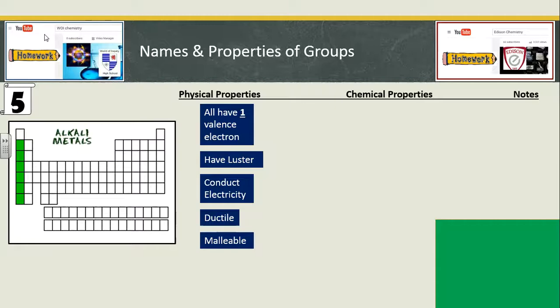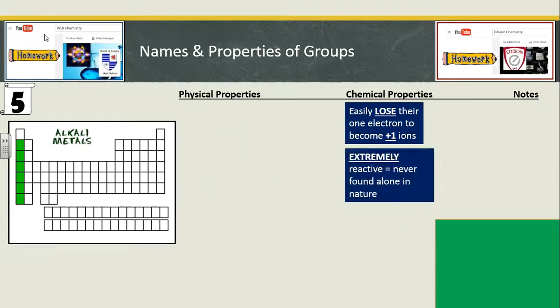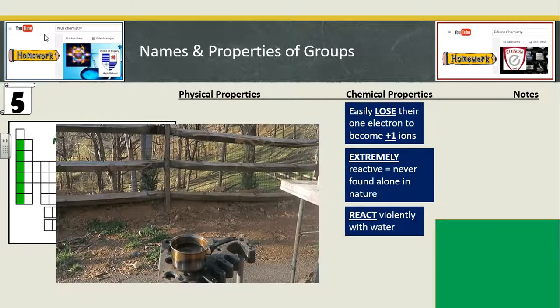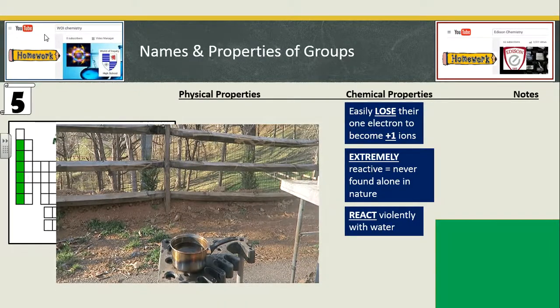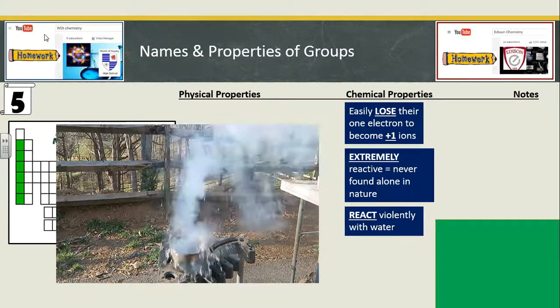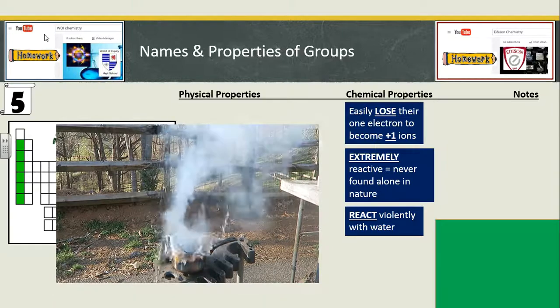So when we go over them in group 2, and we go over them in transition metals, I'm not going to go into depth about what they all mean. I just did. Chemical properties, ready? They lose their 1 electron to become +1 ions. They are extremely reactive in water. Put sodium metal into water and it explodes. They are extremely reactive, which means they are never found alone in nature. They react violently with water, specifically group 1.